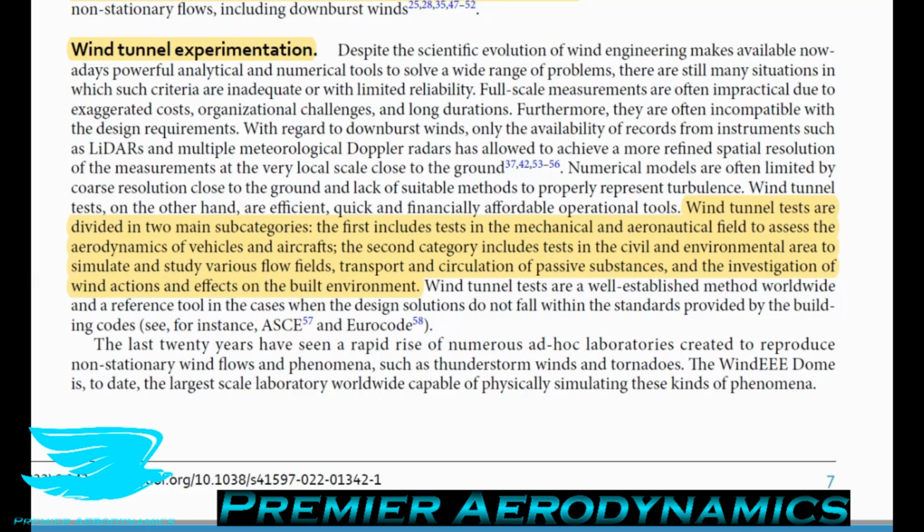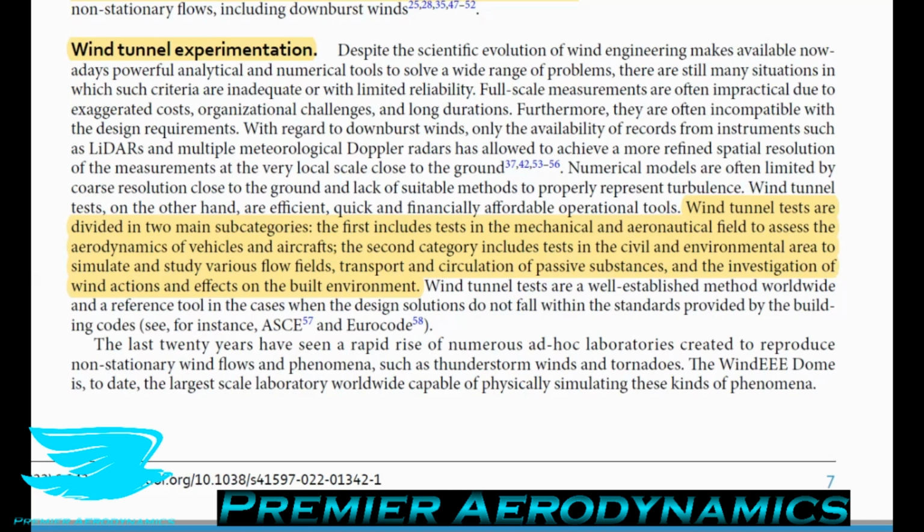We want our wind turbines, for example, or we want our buildings to be in a boundary layer, because that's what happens in real life. So we want these boundary layers forming. So how do you make these boundary layers form compared to the aeronautical wind tunnels?